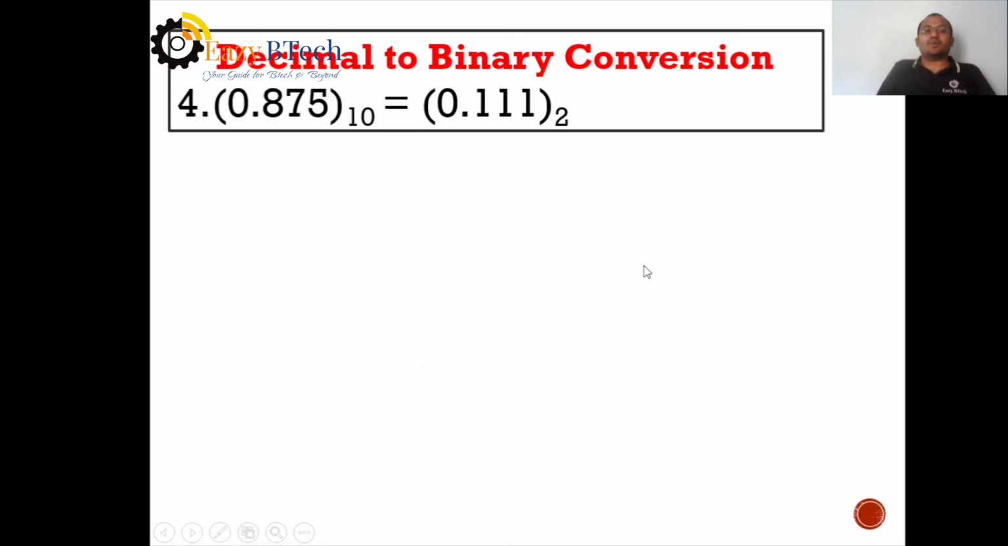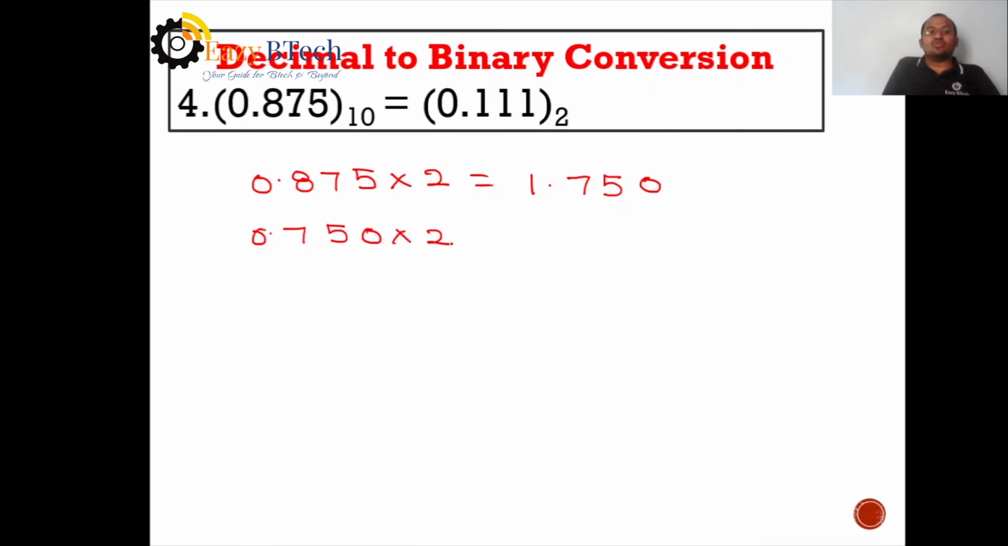We'll see one more example, 0.875. This is also having only the fractional part. So what we have to do? We have to multiply with 2. So 2 fives are 10, 2 sevens are 14, so 5, 2 eights are 16, so 7, so 1.750. So the fractional part now is 0.750.